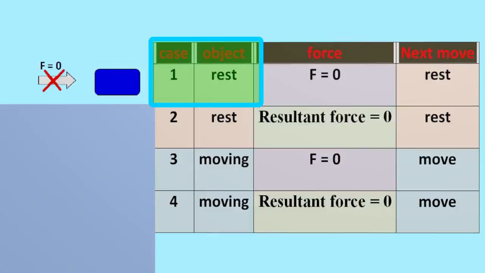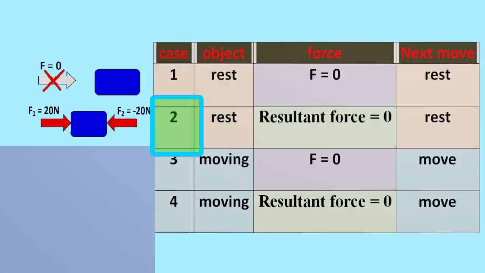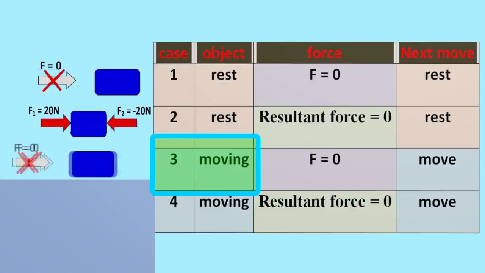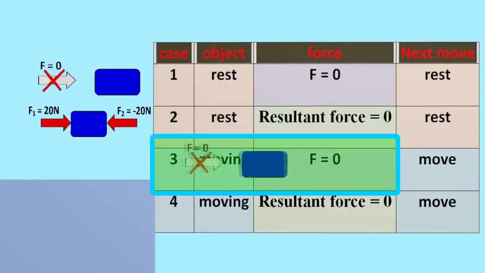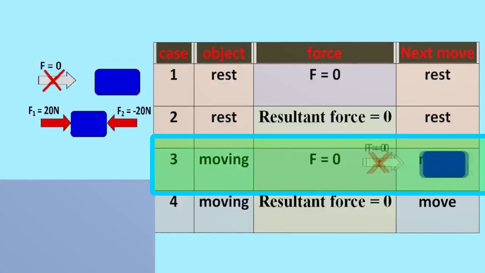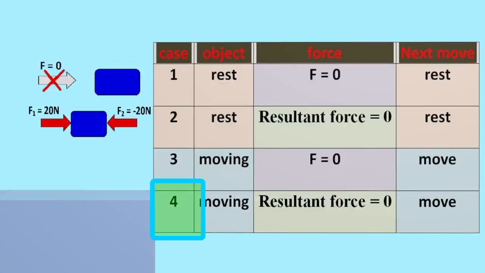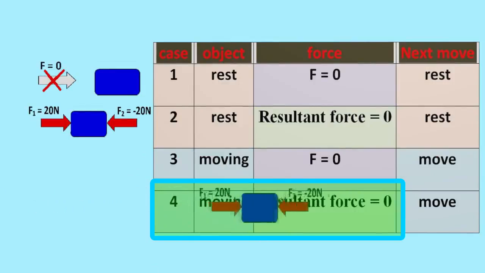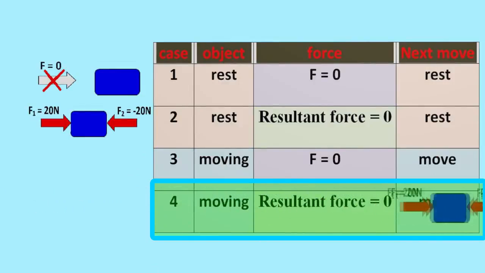Case 1. If the body is stationary, and no force is applied to it, then the body remains stationary. Case 2. If the body is stationary, and the result of the forces is zero, then the body remains stationary. Case 3. If the object is moving, and no force is applied to it, in this case the object continues to move in a straight line. Case 4. If the object is moving, and the result of the forces acting on it is zero, in this case the object continues to move in a straight line.